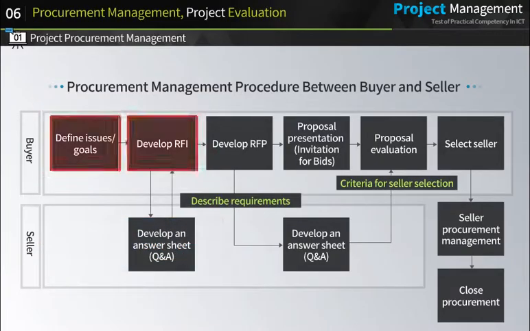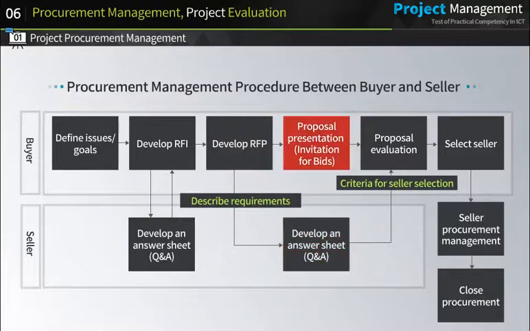A buyer defines issues, that is, project scope, and then develops a request for information. In turn, a seller submits an answer sheet. The buyer develops a request for proposal based on the submitted RFI. Then the seller develops a proposal document based on the RFP.